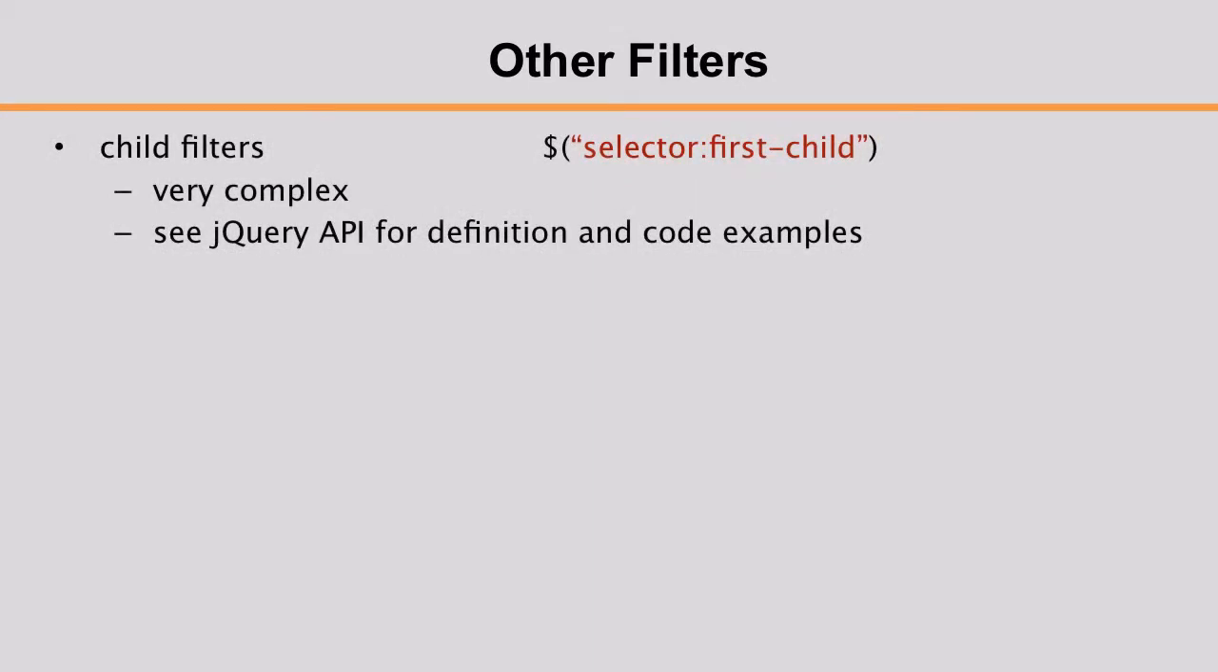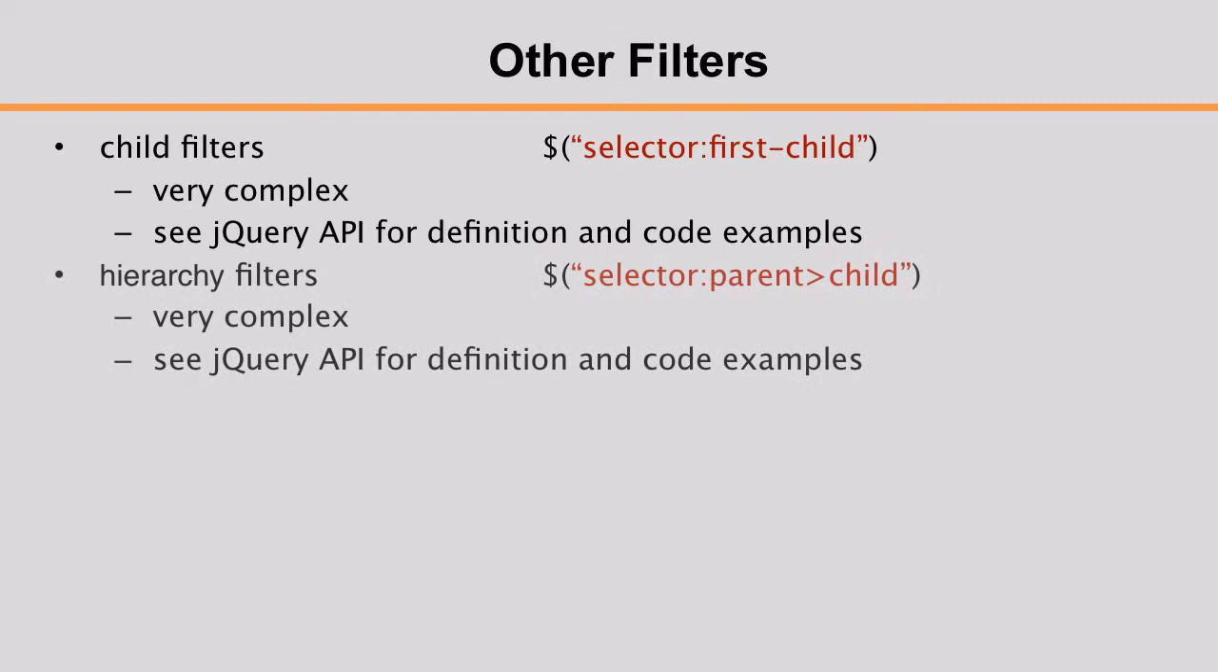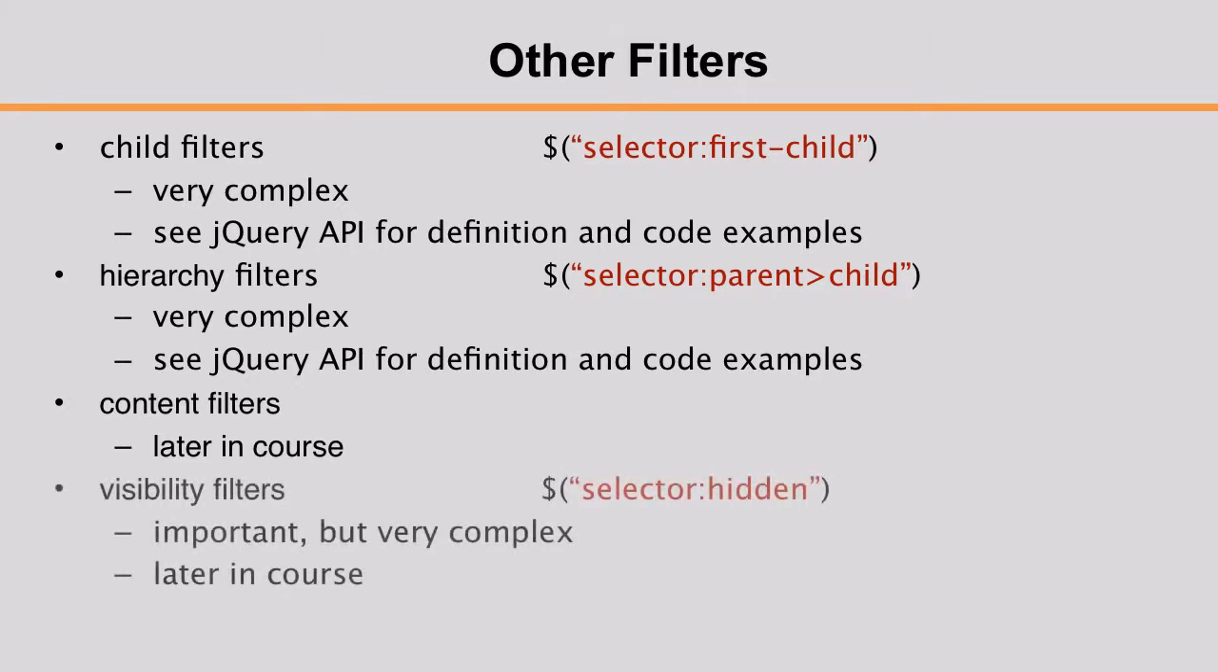In jQuery, child and hierarchy filters have similarities, but they are also distinct. These are complex filters and are beyond the scope of a beginning tutorial. However, if you have experience in these concepts in JavaScript, go to the jQuery API for definitions and code examples. We'll be looking at content and visibility filters later in this course. Both are easier to understand in context.